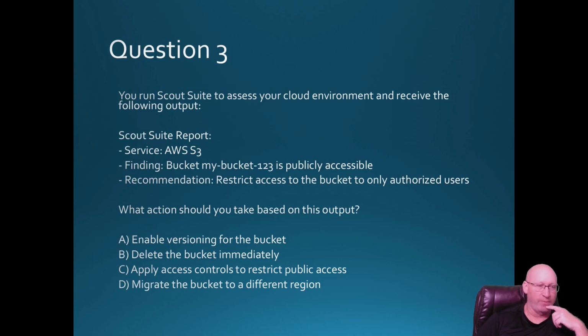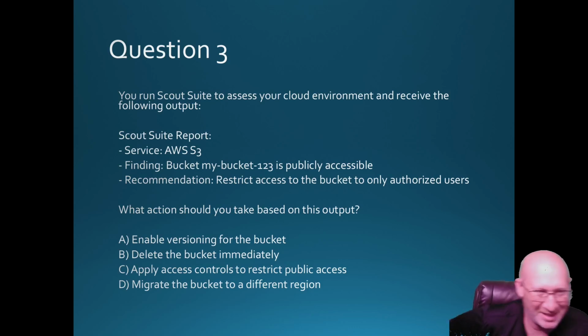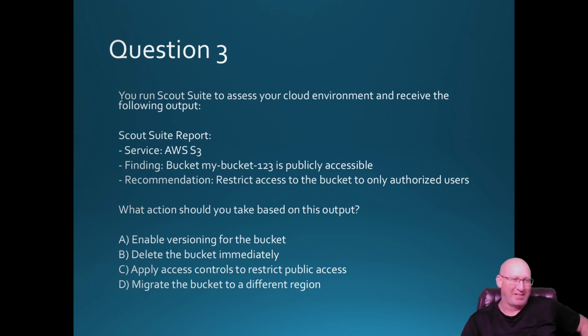All right, if you need more time, go ahead and pause it. I feel like we've got this. What action should we take from this output? Well, enable versioning on the bucket. I don't feel like versioning is going to do anything for us. It's not going to tell us anything. Matter of fact, it even tells us a recommendation is to restrict access to the bucket to only authorized users. And so really enabling versioning on the bucket isn't going to do anything for us.